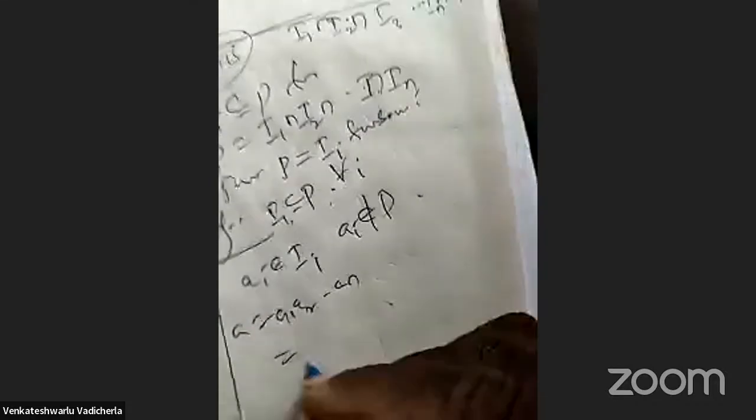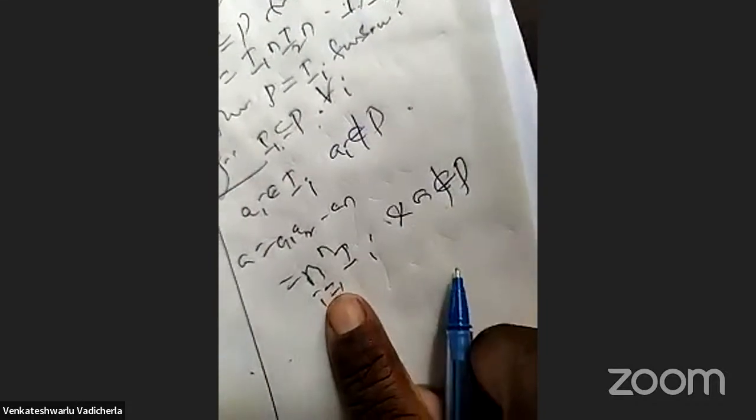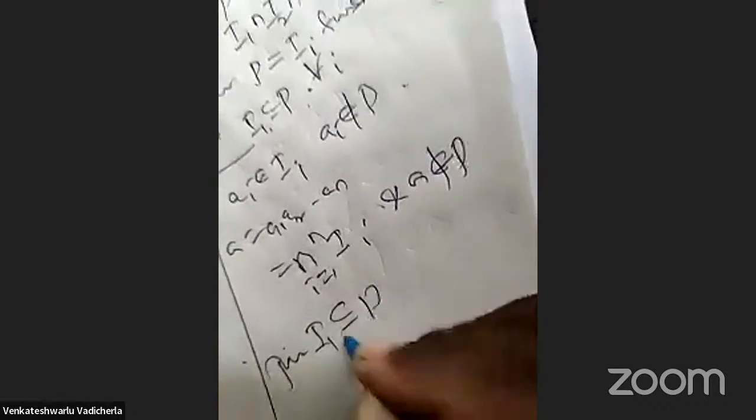The arbitrary intersection, i equal to 1 to n, is the intersection of the Ii, and a does not belong to P. So this is the meaning: I1 intersection I2 intersection and so on. Now then I1 is a subset of or equal to P for some I. Now again it's a close.